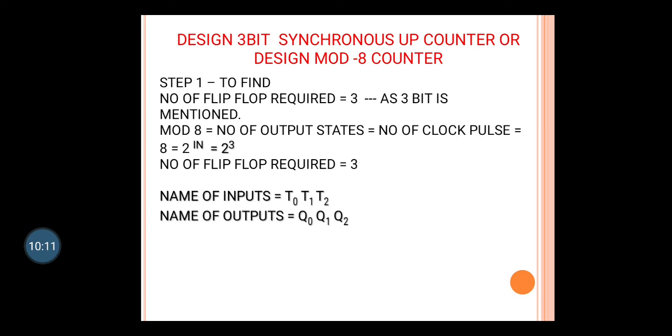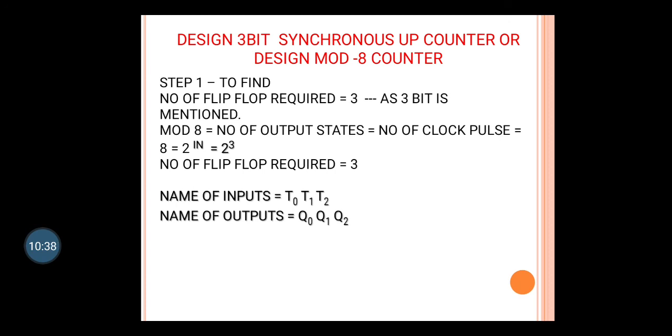Now we will design a 3-bit synchronous up counter, or a mod counter. Again here 3-bit is given, so 3 flip-flops will be required. The number of clock pulses we can count is the number of states, and the number of states is equal to 2 raised to 3, that is equal to 8. So the number of flip-flops required is 3. Name of the inputs T0, T1, T2. Name of the outputs Q0, Q1, Q2.